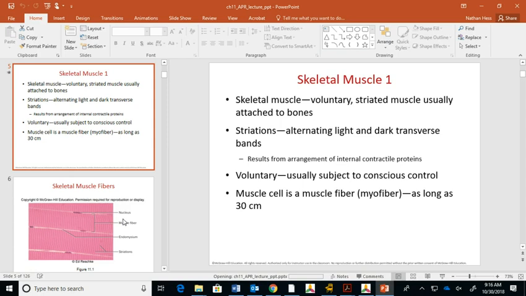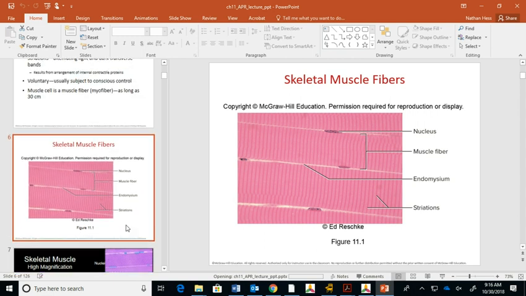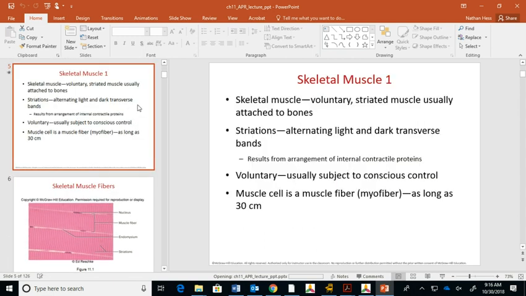What makes skeletal interesting? Well, they are voluntary. In other words, I can control. I say bend your elbow, you can bend your elbow, right? They are striated, so when we look at them under the microscope, we see this nice striped pattern. That's really all we mean by striated, okay? And they are attached to bones, which is, again, kind of like a duh. They're made up of things called muscle fibers or myofibers.